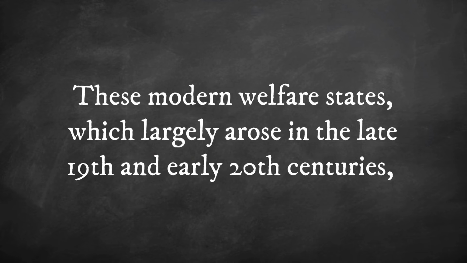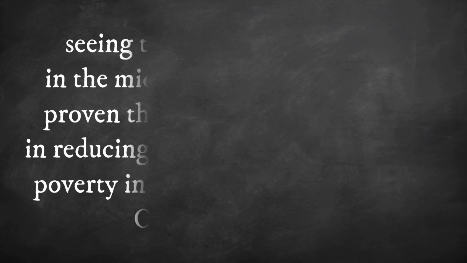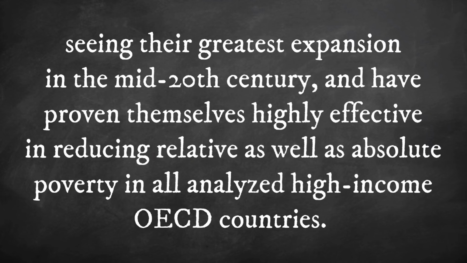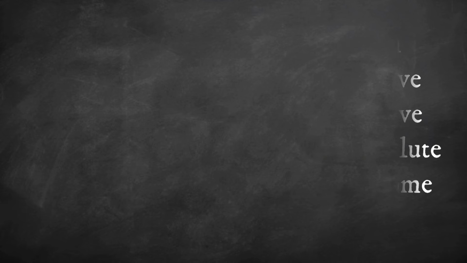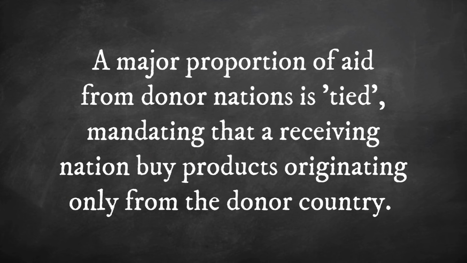These modern welfare states, which largely arose in the late 19th and 20th centuries, seeing their greatest expansion in the mid-20th century, have proven themselves highly effective in reducing relative as well as absolute poverty in all analyzed high-income OECD countries. A major proportion of aid from the donor nation is tied, mandating that a receiving nation buy products originating only from the donor country.